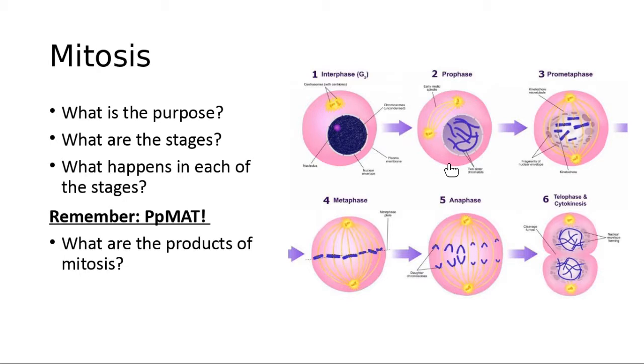Very good. So then what happens in prometaphase? Okay, so in prometaphase, the nuclear envelope is going to disintegrate, or break down, and our chromosomes are going to attach to the spindle fibers. So that's what you see in this graphic right here. Okay, what happens in metaphase, which is our next stage?